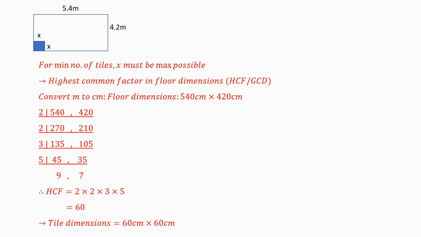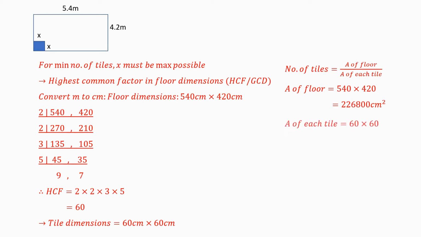So now that we have already obtained the dimensions of the tile, we need to find how many tiles will fit in that floor. And to do that, we need to find the area of the floor, then divide it by the area of each tile. The area of the floor is length times width, which is 540 by 420. We obtain 226,800 square centimeters, and the area of each tile is 60 by 60, which makes it 3,600 square centimeters.